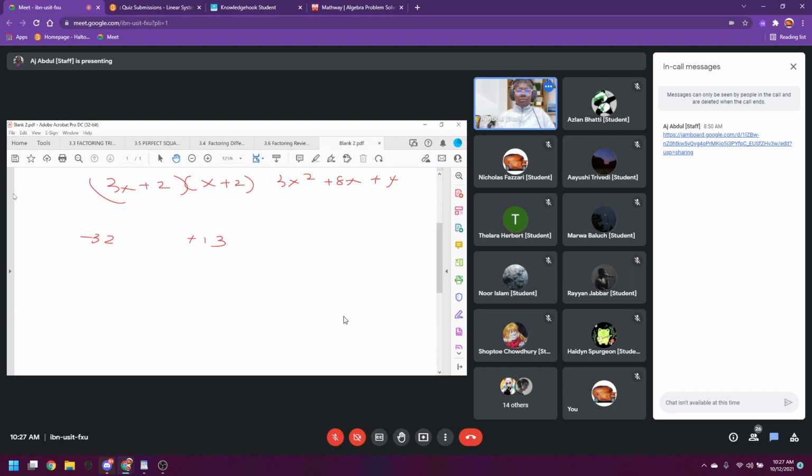So I'm going to look for factors of negative 32. The fact that my middle number is positive means the bigger number has to be positive. So there are opposite signs. That's why they multiply to negative, and the bigger number has to be positive. So let's take a look.